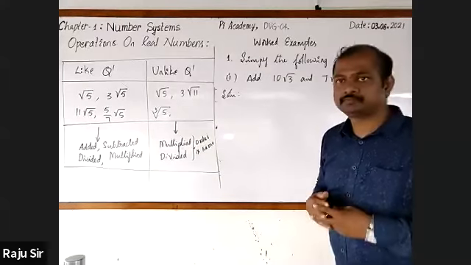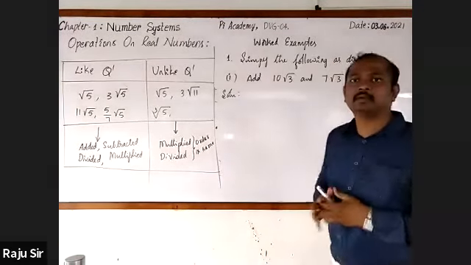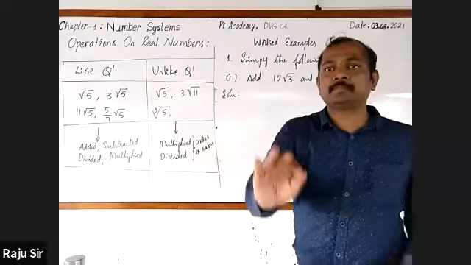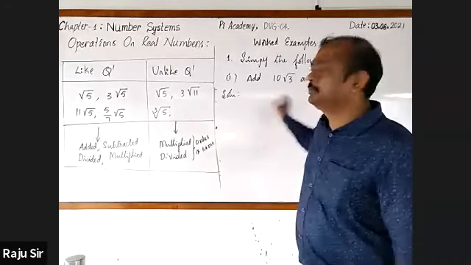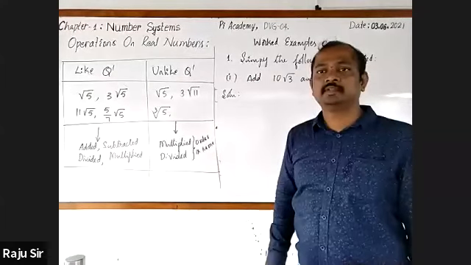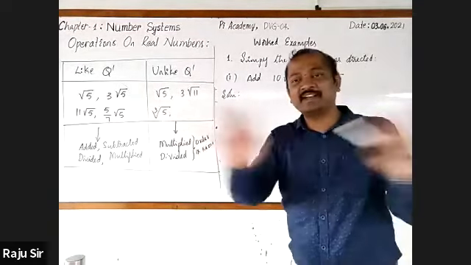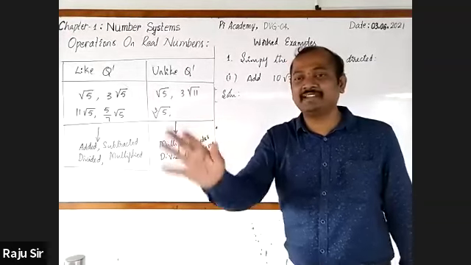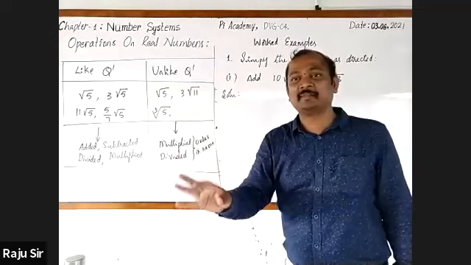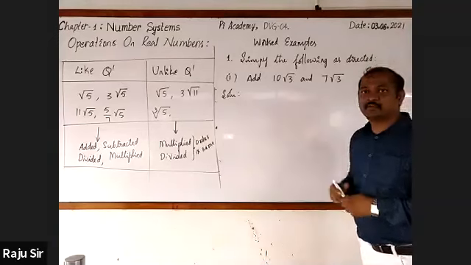Observe the board. Dear students, how do you say that these two irrational numbers can be added? Because order and radicand are same. Because they are like irrationals. If they are like, you can add, subtract, multiply, divide. If they are not like, you cannot add them, you cannot subtract them. But you can multiply or divide only when the order is same. Okay.